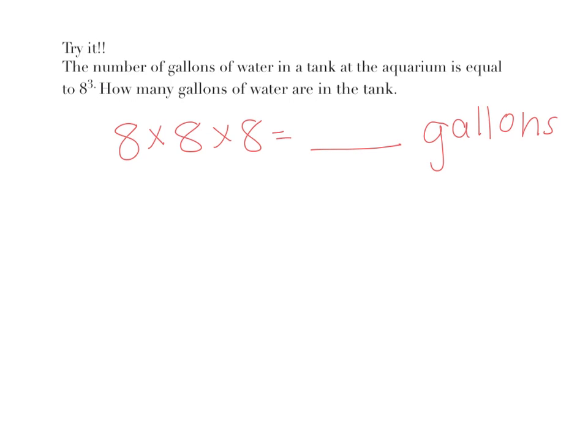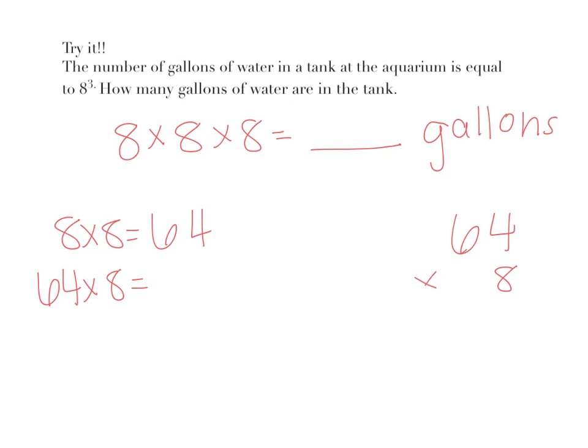Okay, so I'm going to do 8 times 8, which I know is 64. And then I have one more 8 to multiply that by. 64 times 8 equals, well, I'm not sure, let's do some math over here. 8 times 4 is 32. 6 times 8 is 48, 49, 50, 51. 512. So there are 512 gallons in the tank.